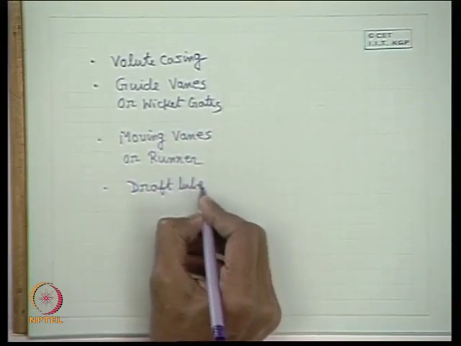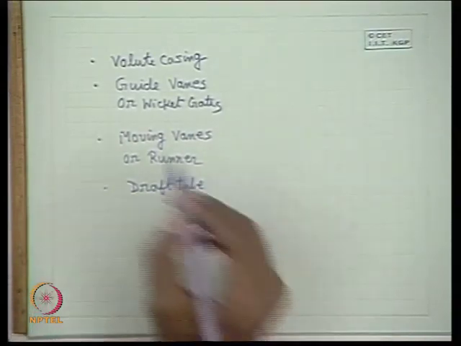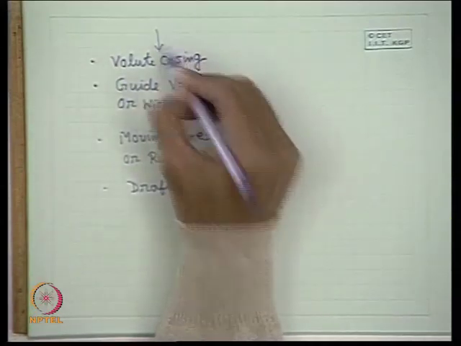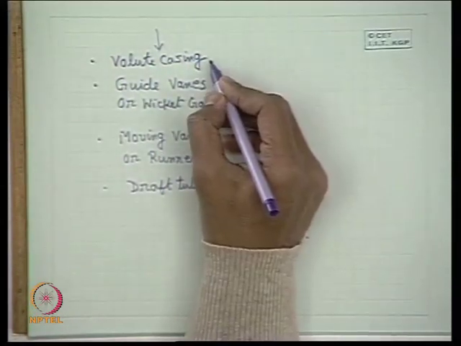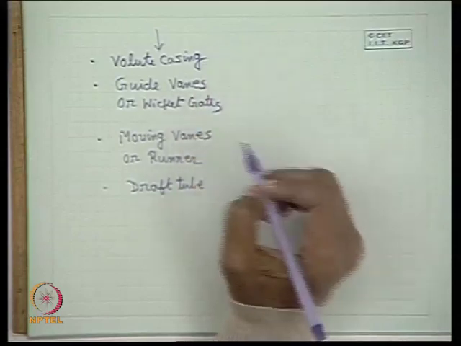Now we have to understand the function of each and everything. Very simple. This is the entrance point. Liquid enters the volute casing. So the volute casing initially guides the liquid to the guide vanes.